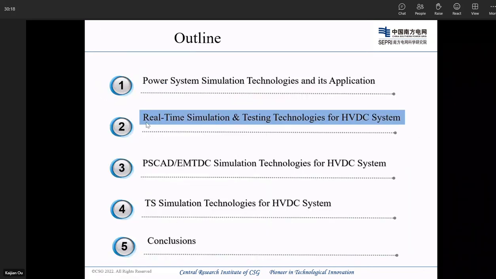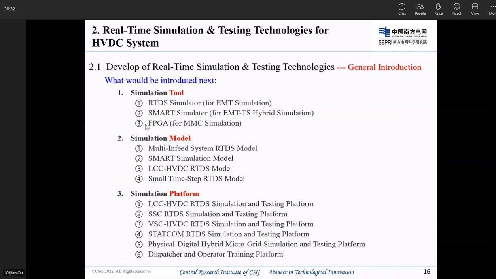Okay, so first I will introduce the real-time simulation and testing technology for HVDC systems. First, I will introduce the development of real-time simulation and testing technology in CSG. I will first introduce it generally. What will we introduce next? We have three parts. First is the real-time simulation tools.